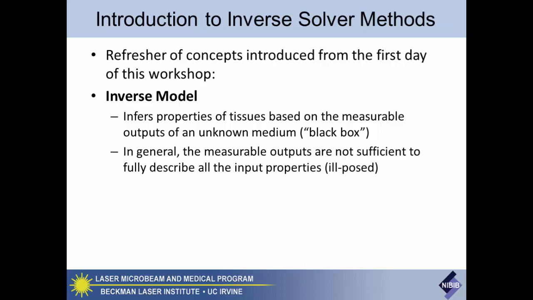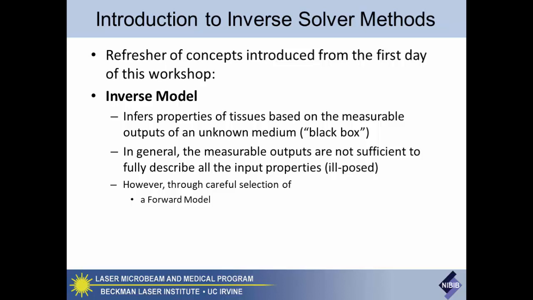And the issue there is usually that the measurable outputs, the things that you can measure, are not sufficient to describe all the different optical properties within the tissue. So there are usually ways that we can try to constrain it: assume that the media is homogeneous, assume that you know what the index of refraction is, and in some cases, that you know what the anisotropy is. So there you can have, say, two measurements and solve for two unknowns, but that's all very assumption heavy.